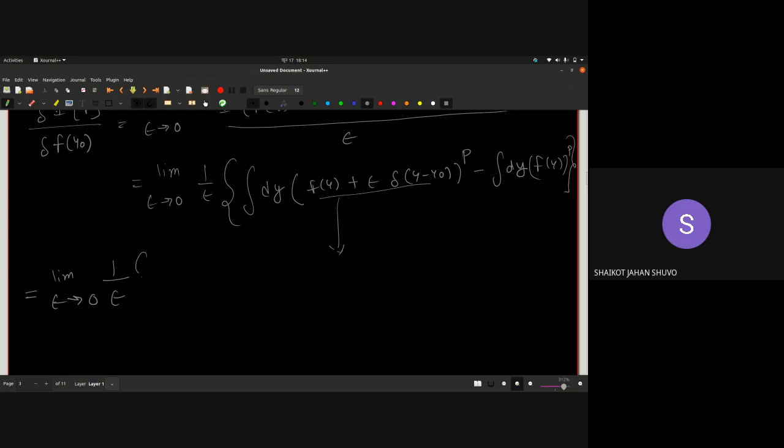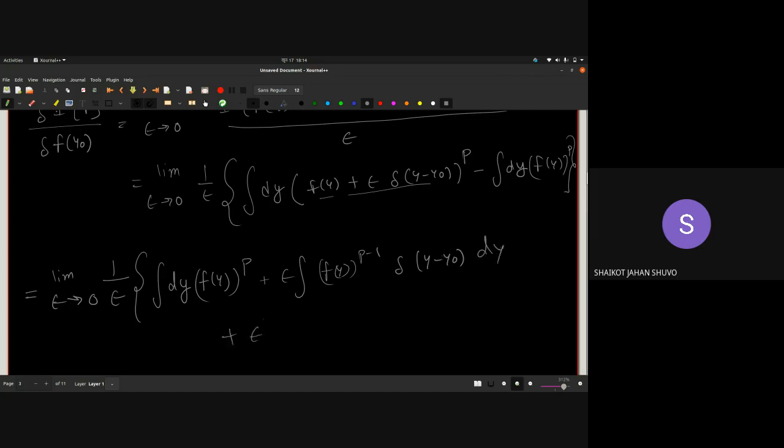Okay, I will show that. The integral of dy f of y to the power p. What I am doing now is just a binomial expansion, okay? And then there is this epsilon. Okay, what is this supposed to be? I forgot. f of y to the power p minus 1, there will be delta y minus y0, there will be dy. Then you have epsilon squared integral of f of y to the power p minus 2, delta y minus y0 and delta y minus y0 again, dy.